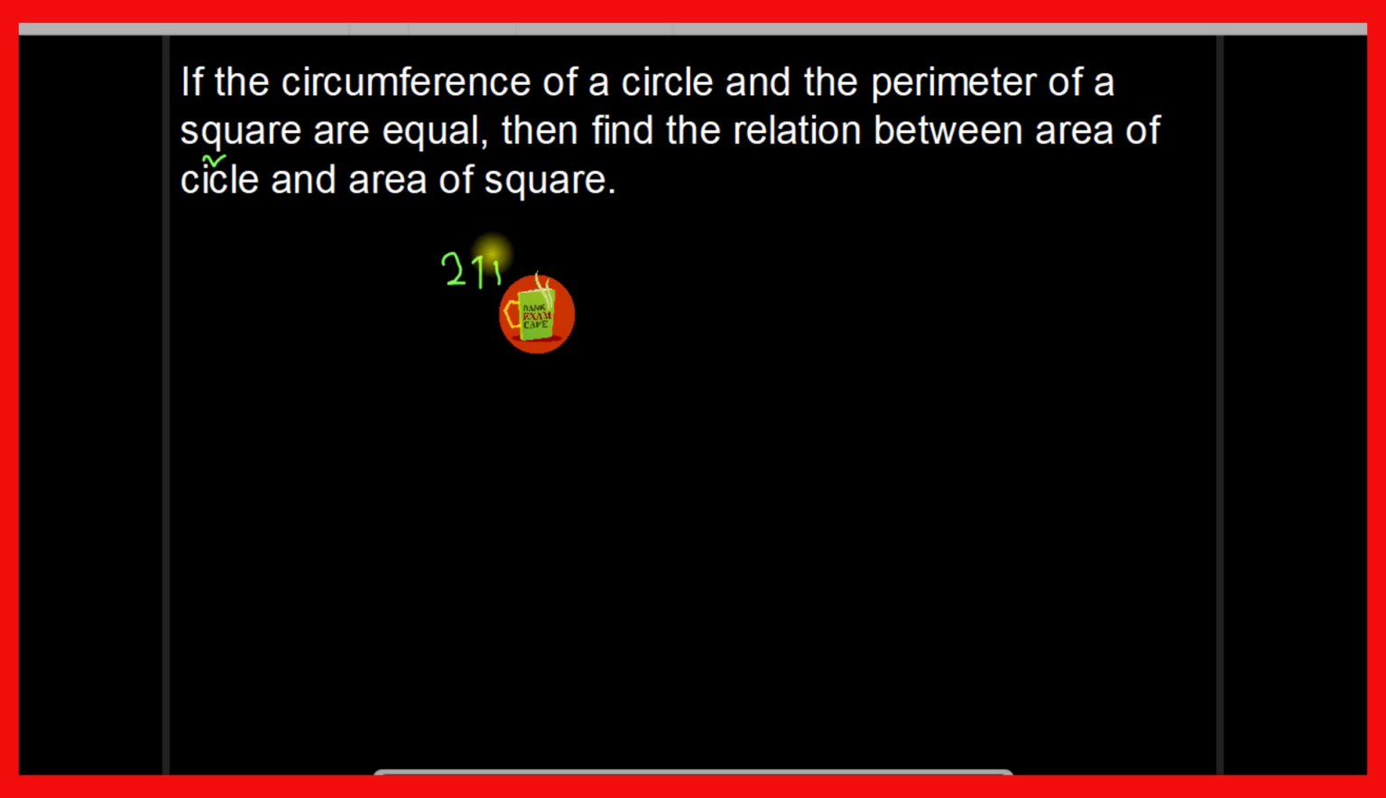The circumference of a circle is given by the formula 2 pi r, and the perimeter of a square is 4a, the sum of all the 4 sides. These two are equal, so 2 pi r = 4a. Cancelling, a equals pi r upon 2. It means the side of the square in terms of r is pi r upon 2. Now we will find the area of the square, because we have to find the relation between the area of the circle and the area of the square.